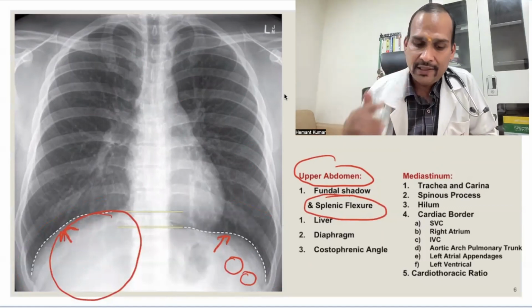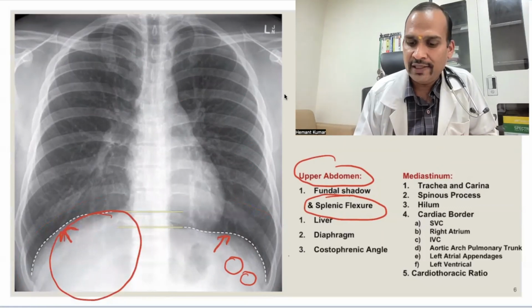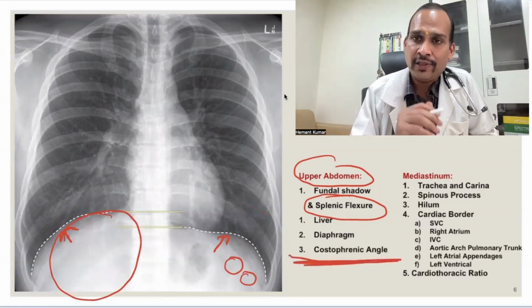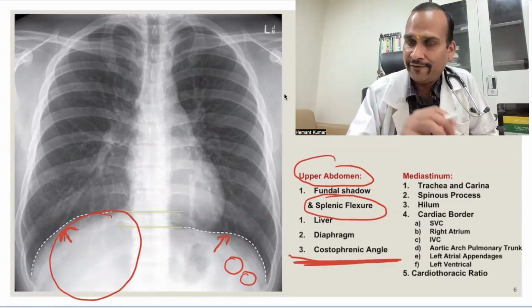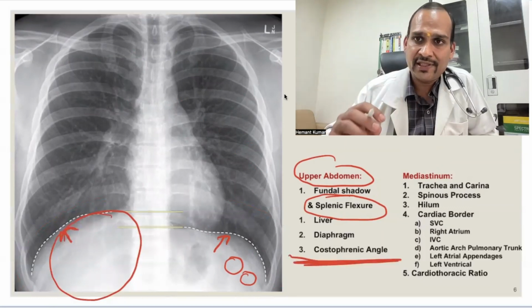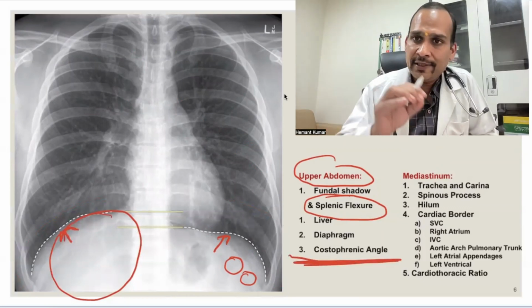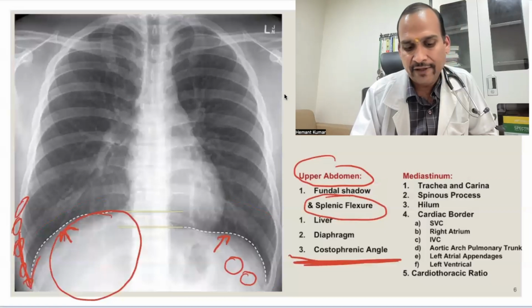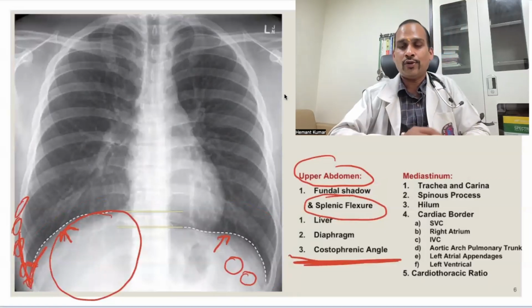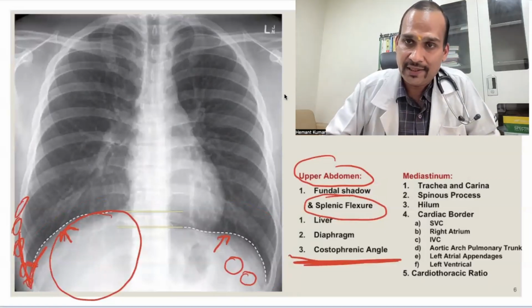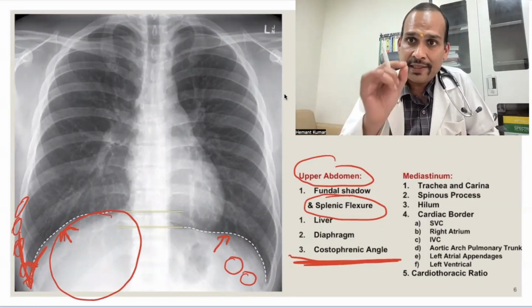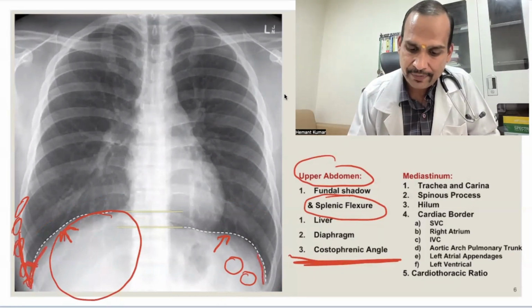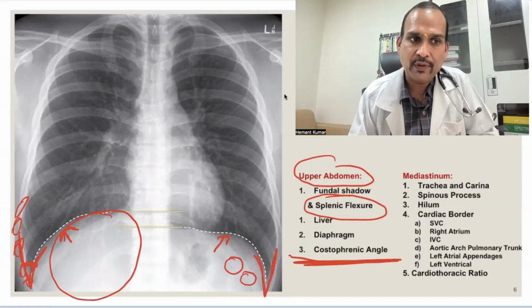Then important is the costophrenic angle. So what is the costophrenic angle? Phrenic means diaphragm. Have you heard of the phrenic nerve, which supplies the diaphragm? So phrenic means diaphragm, costal means these ribs. So the angle between the ribs and the diaphragm is called the costophrenic angle, CP angle. It is sharp like a needle tip. Can you see? This is sharp. This is a needle tip.